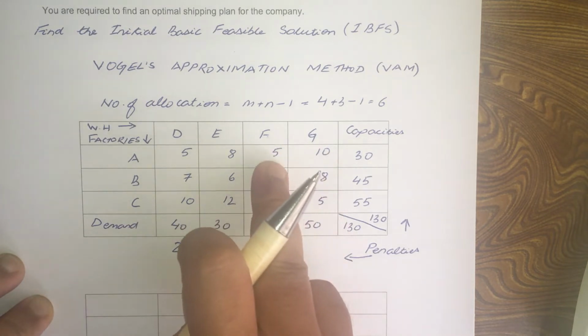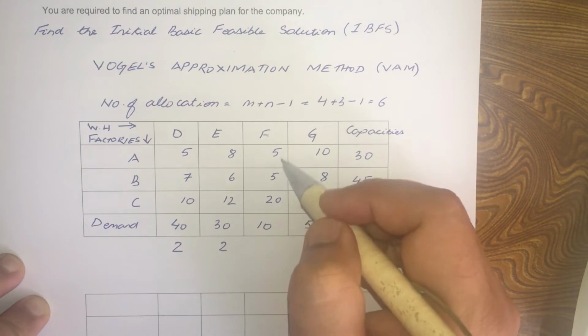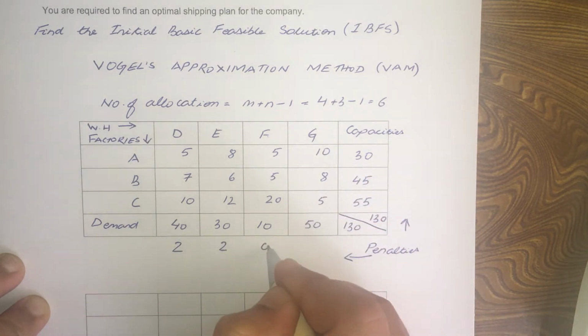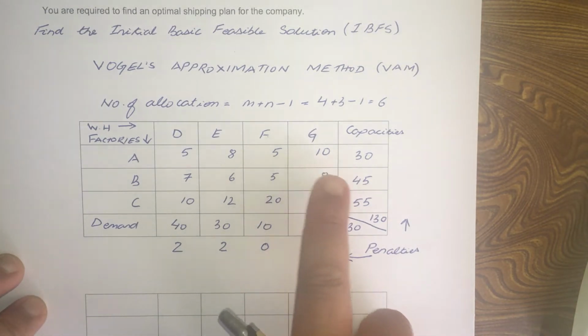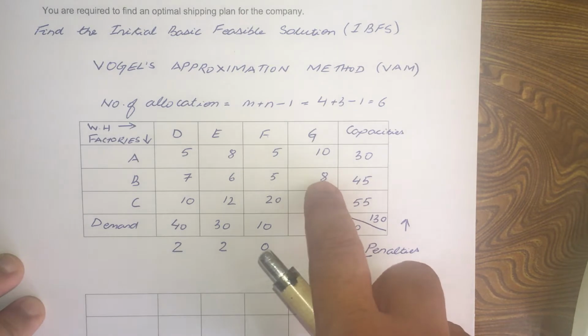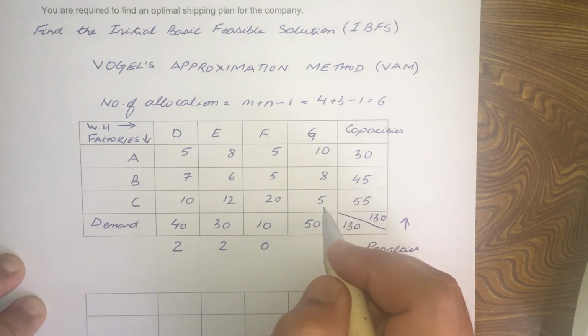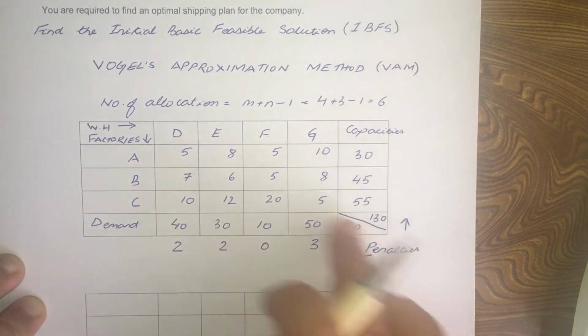Then in F, the least cost is 5, second least cost, now you have 2. Okay, 5 and 5. So take the difference of 5 and 5, that is 0. Then you have G. Least cost is 5, second least cost is 8. Okay, so 8 minus 5 is 3. So we found out the penalties for the columns.